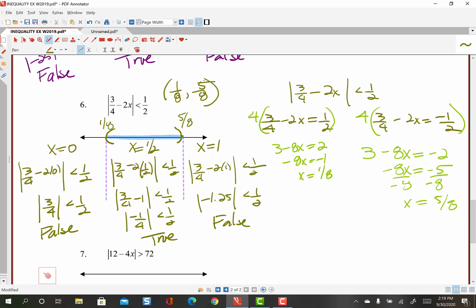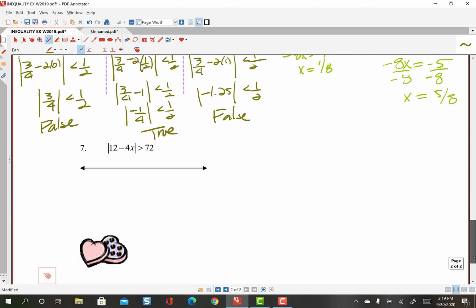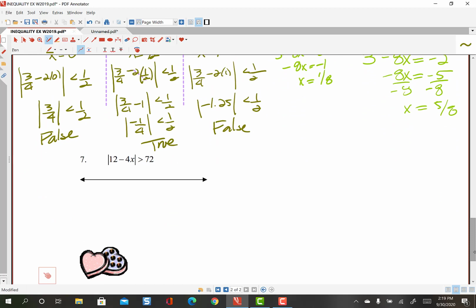All right, so let's try, I think there's just one more here, is that right? Yep. So this one here, again, let's try this as an equation first. So I have the absolute value of 12 minus 4x is equal to 72. All right, so when I remove the absolute value signs, I have 12 minus 4x equals 72, or that 12 minus 4x is equal to negative 72.